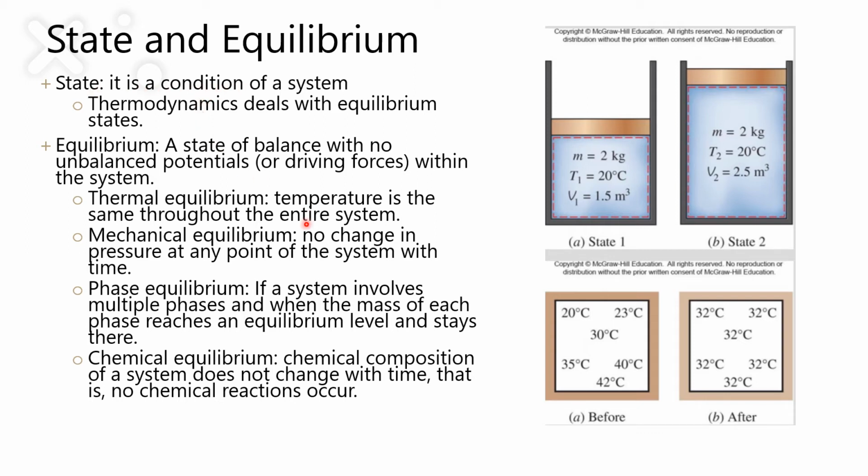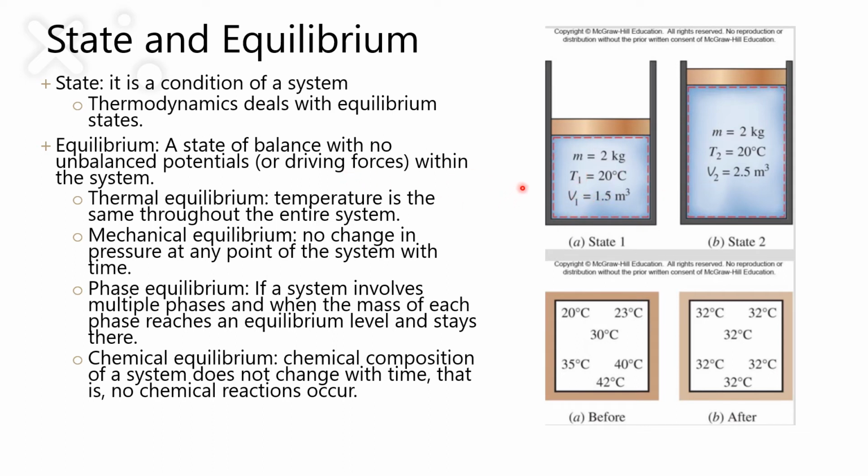At a given state, all the properties of a system have fixed values. If the value of even one property changes, the state will change to a different one. In the first figure, it shows a system at two different states. It has the same mass and temperature, but their volume is different.